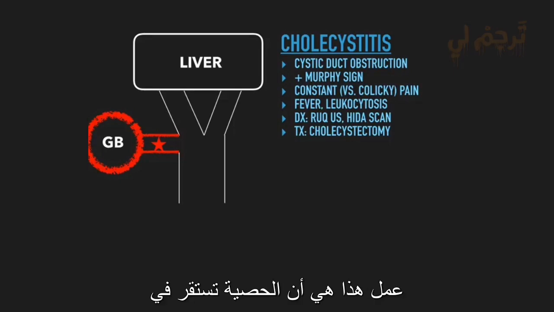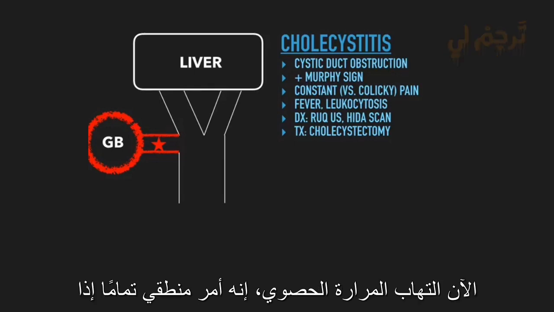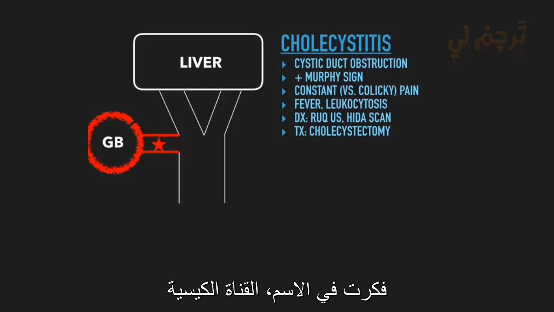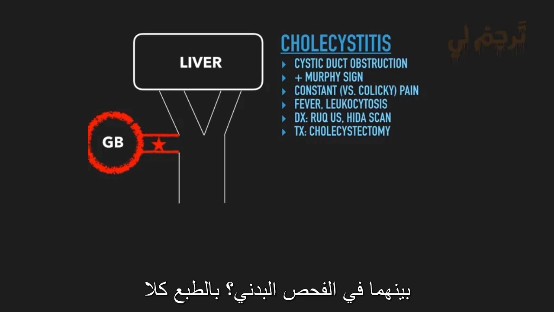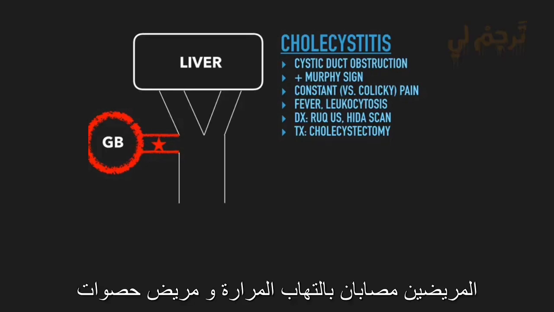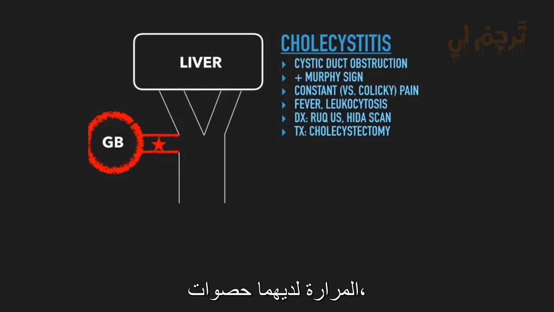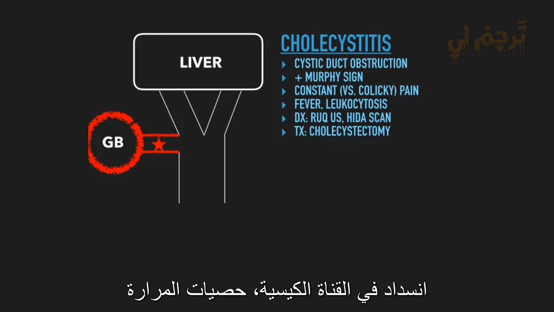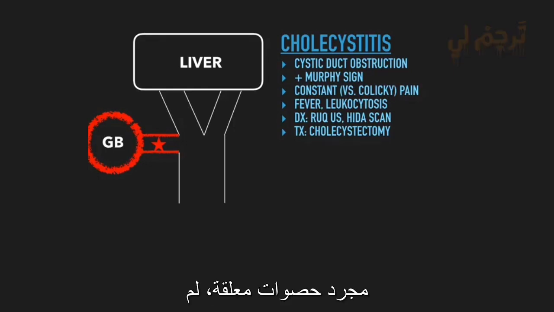So how this works is a stone gets lodged in the cystic duct, and then everything behind that stone becomes inflamed, so the cystic duct and the gallbladder. Now, cholecystitis makes perfect sense if you think about the name. The cystic duct is inflamed and the gallbladder behind it is inflamed. So how do you differentiate these on physical exam? Of course, both patients, a cholecystitis patient and a cholelithiasis patient, have stones. The difference is that in cholecystitis, there's inflammation because the stone is lodged in the cystic duct. Okay? So this is cystic duct obstruction. Cholelithiasis is just stones hanging out. Nothing's become inflamed or obstructed.